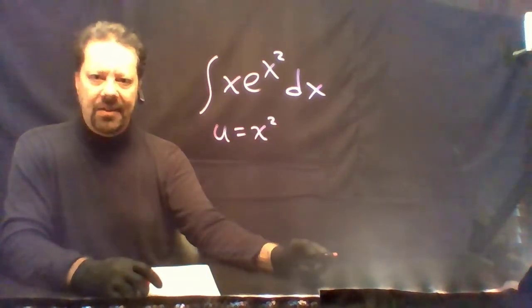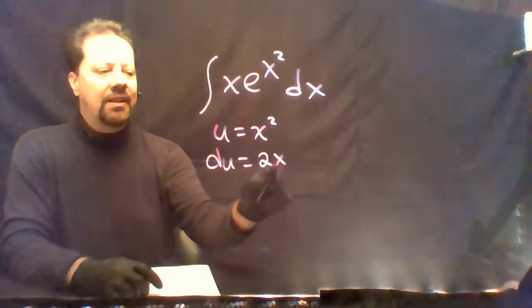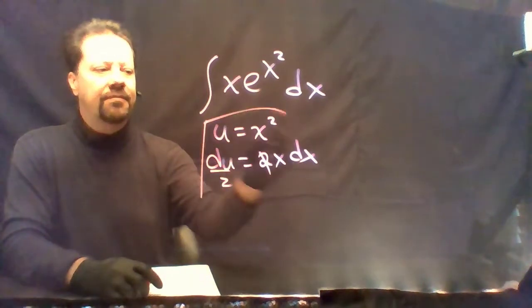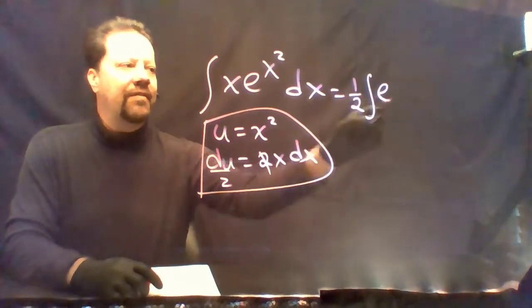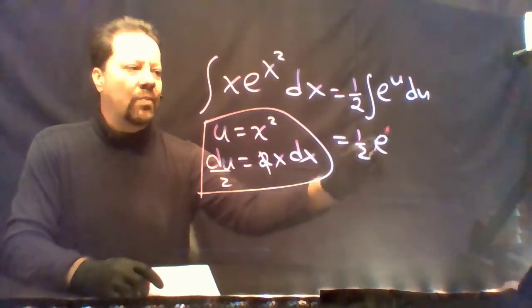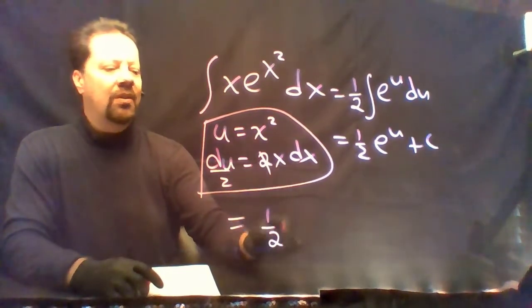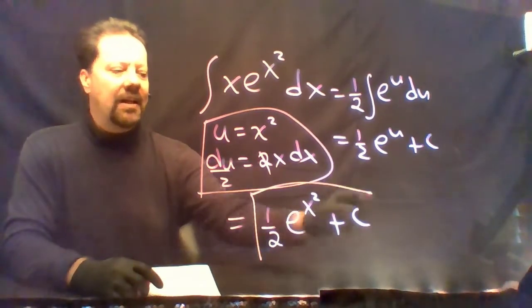U is the thing that has its derivative, more or less, lying around. So du is 2x dx. We'll divide the 2 off and transform the integral as 1/2 the integral of e to the u du. That's 1/2 e to the u plus c, and so our answer is 1/2 e to the x squared plus c.